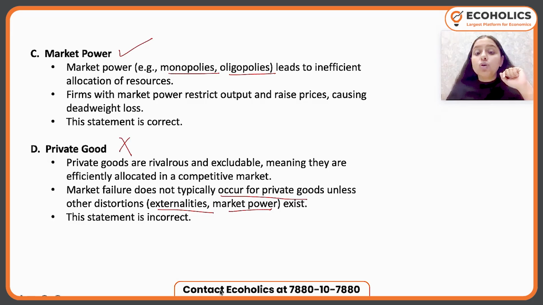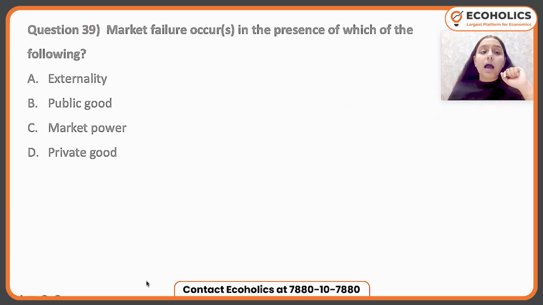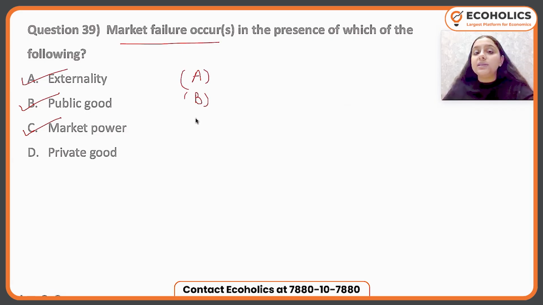So, market failure will not happen in case of private good. So, according to this analysis, what we can understand is that out of these four options, externality will be chosen, public good will be chosen, market power will be chosen. So, market failure will happen in the presence of A, B, C. So, my correct options are A, B, C.